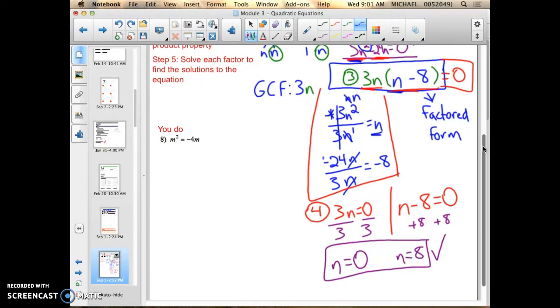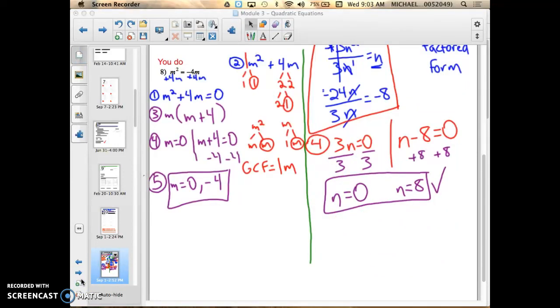So at this point, please pause the video and try number 8 on your own, and then check your work with mine when you're done. You should pause the video and try number 8 on your own. The first step is to get it into standard form, m squared plus 4m equals 0. I did that by adding 4m to both sides because it equaled a negative 4m. The second step is to find the greatest common factor.